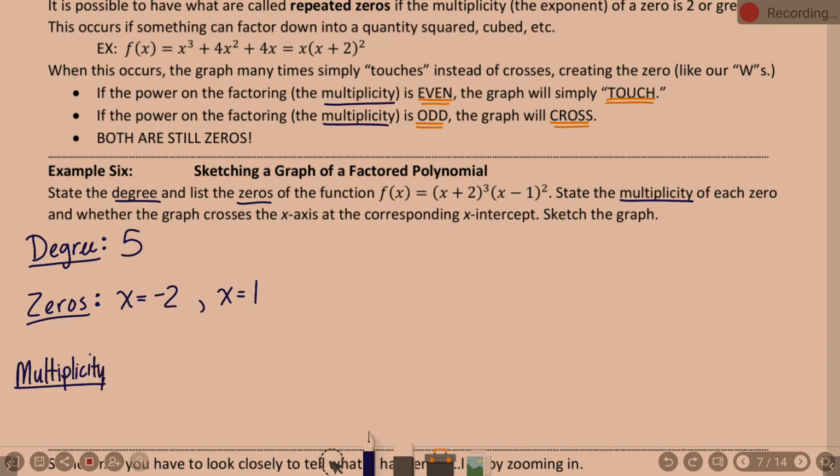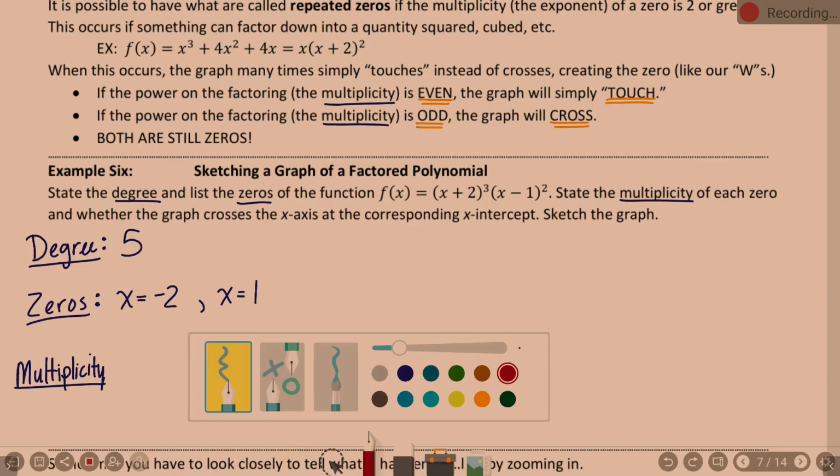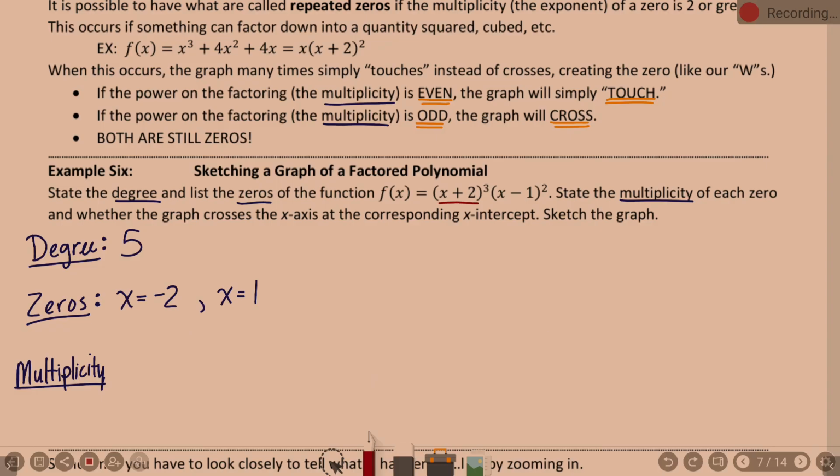Okay, if the power on the factor... now, they're not going to ask you what's the power on the factor. They're going to ask you what's the multiplicity. So if the power on the factor, or the multiplicity, is even or odd. So when x equals -2, what is the multiplicity? Hold the odd thought, but yes. Are we good with this is where x equals -2? My multiplicity is 3. Are we good there?